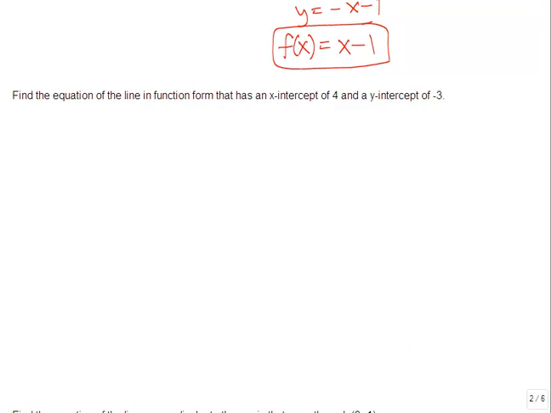Alright, let's try another problem. This one says, find the equation of the line in function form that has an x-intercept of 4 and a y-intercept of negative 3. So you want to be careful on this one. We have an x-intercept of 4. What does that really mean? If you're an x-intercept, that means you're crossing the x-axis.